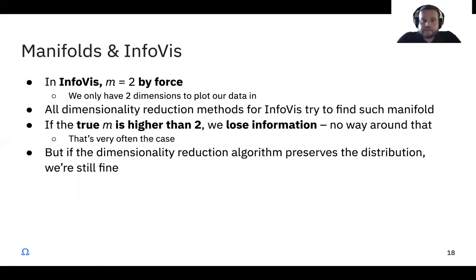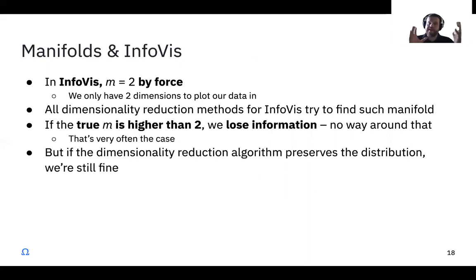So in InfoVis, n equals 2 by force, because we only have 2 dimensions to plot our data in. It's as simple as that. And basically, all dimensionality reduction methods for InfoVis try to find such a 2-dimensional manifold, which of course might not be native, right? Because if the true m is higher than 2, we are going to lose information. There's no way around that.